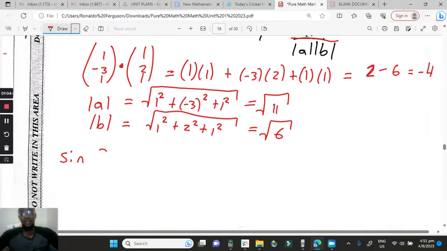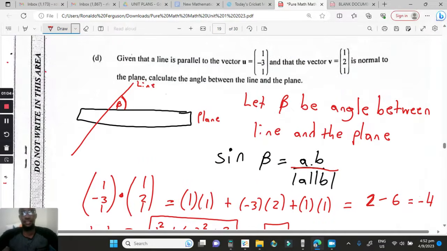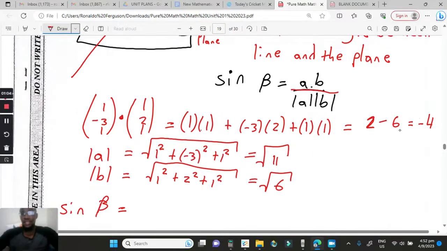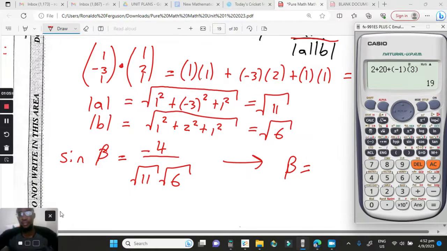Alright, so in that case now we can work out the sine of the angle. So sine beta, as I said, is the dot product over the magnitudes, and the dot product we got was negative 4. So it's negative 4 over square root 11, square root 6. And so that means beta is equal to, we'll put this in our calculator, negative 4 over square root of 11 times 6, and then we'll sine inverse it.